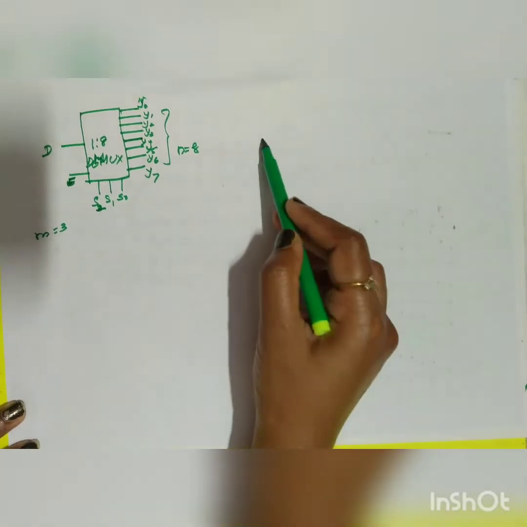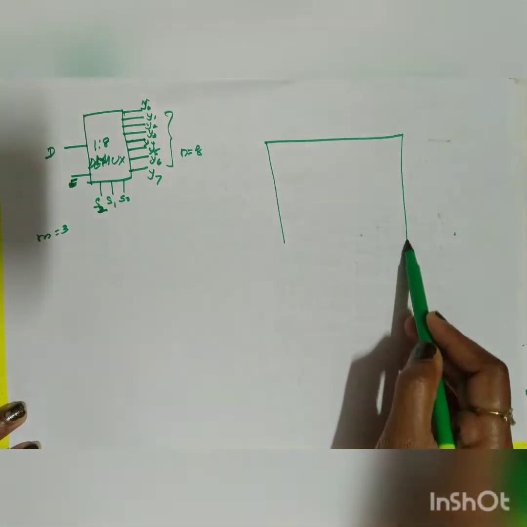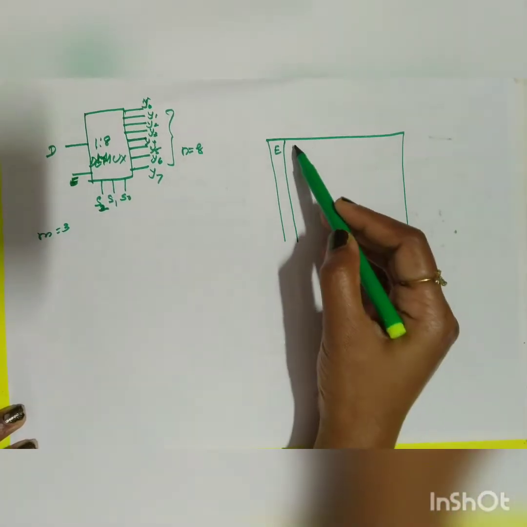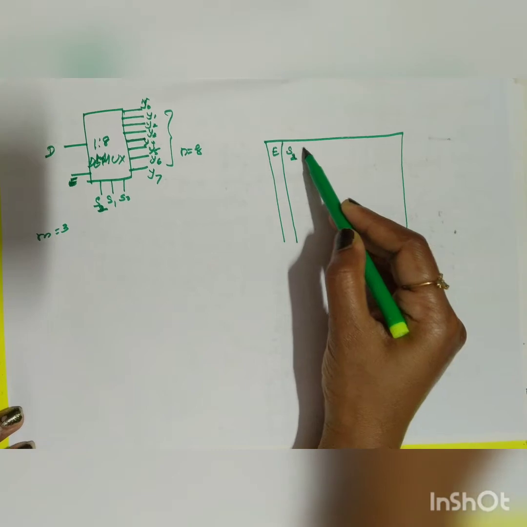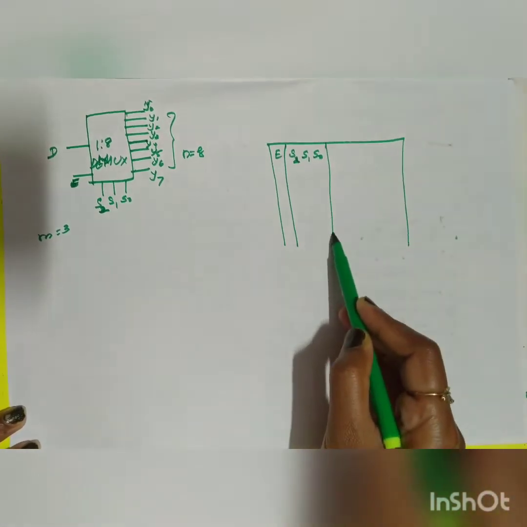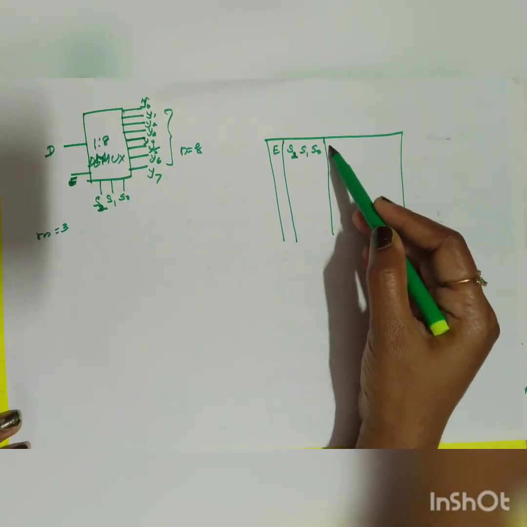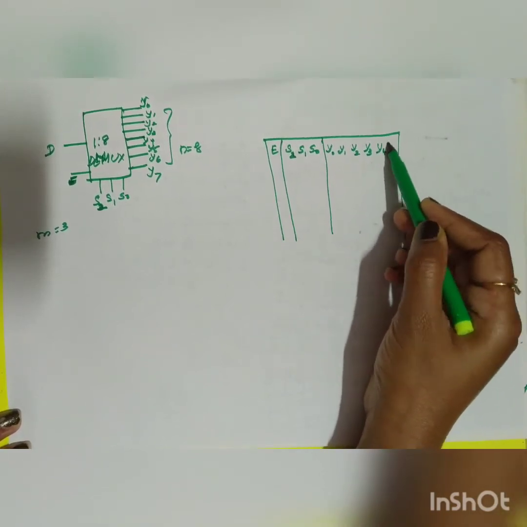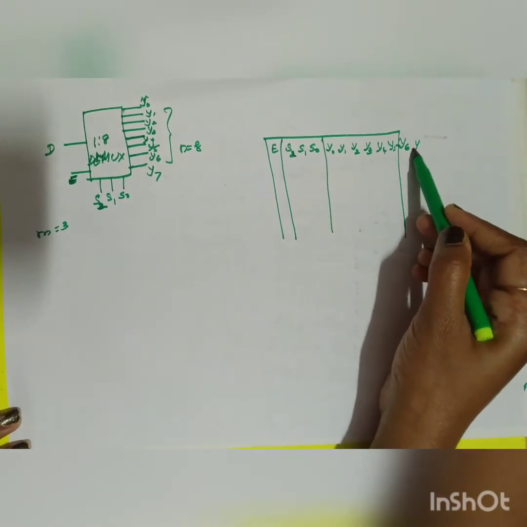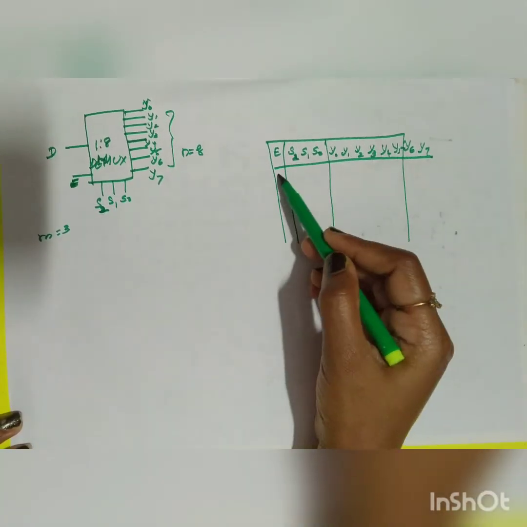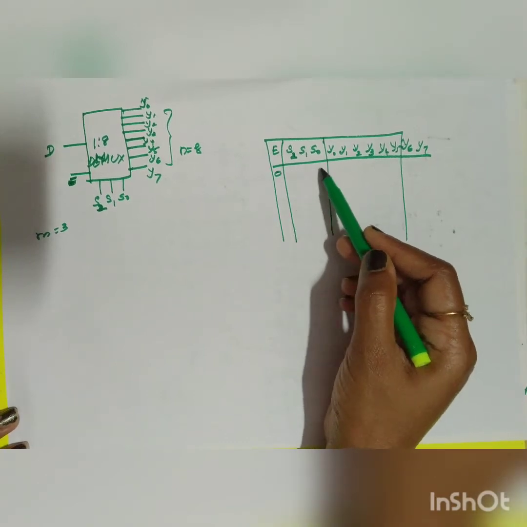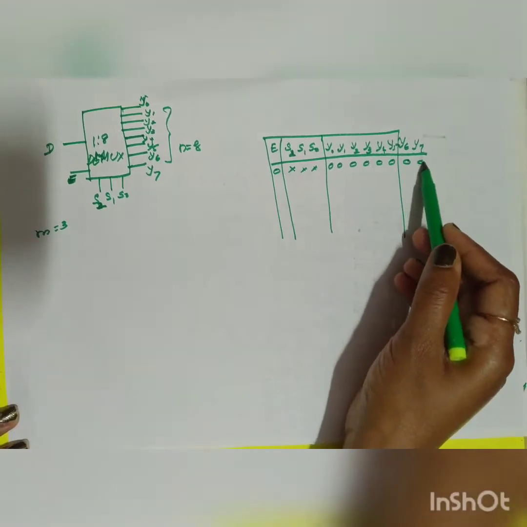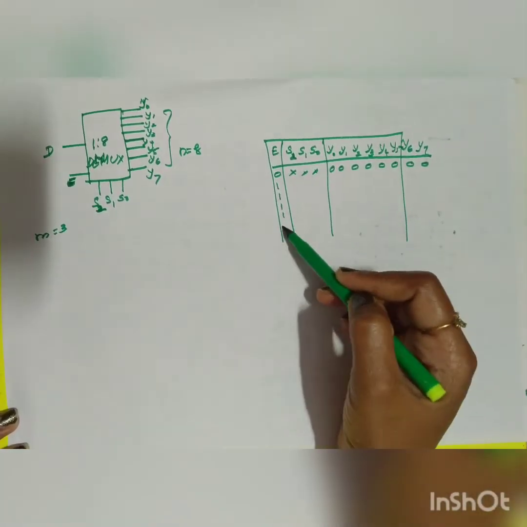Now how will you design your truth table? So if this is your truth table, what will be your inputs? I can write enable, then you have S2, S1, S0, 3 select lines. Then you have 8 outputs, right? Y0, Y1, Y2, Y3, Y4, Y5, Y6, Y7. So how will be your output? If enable is 0, no matter what your select lines are, your output is going to be 0. So for all the other cases, the enable is going to be high.